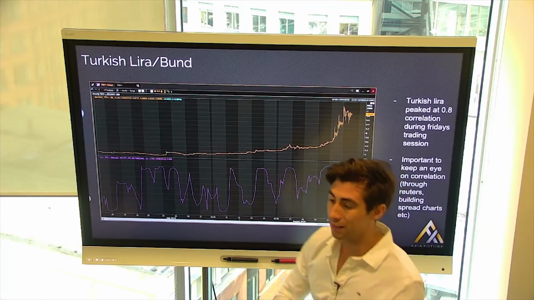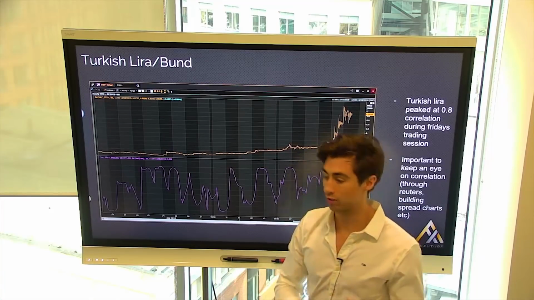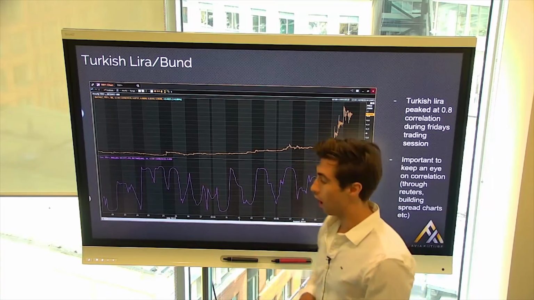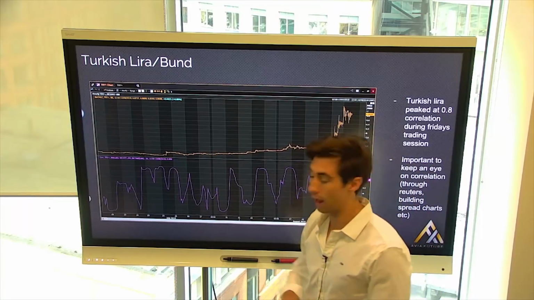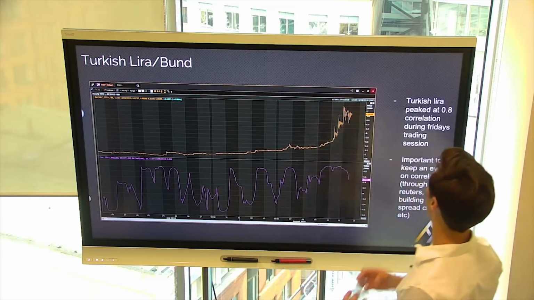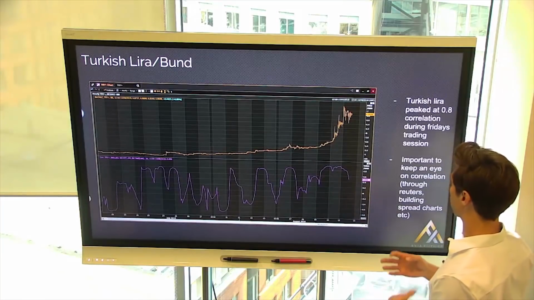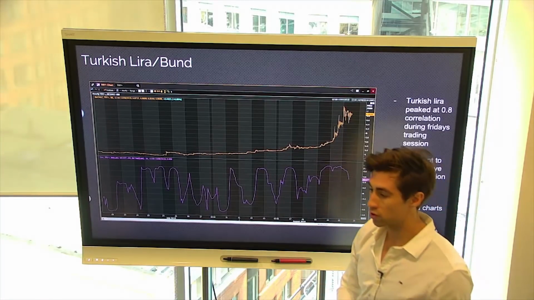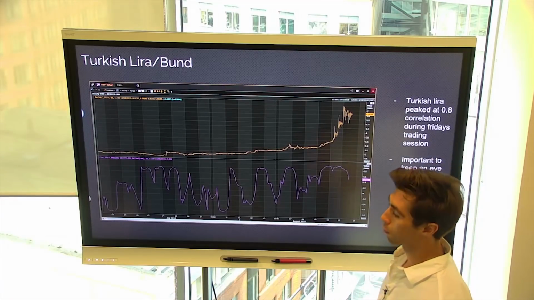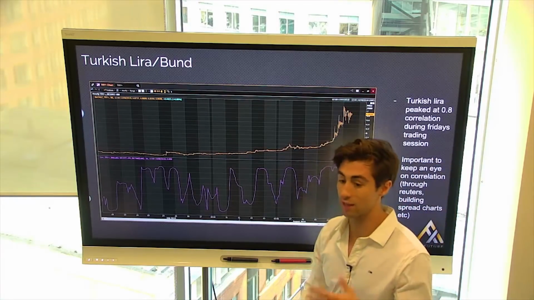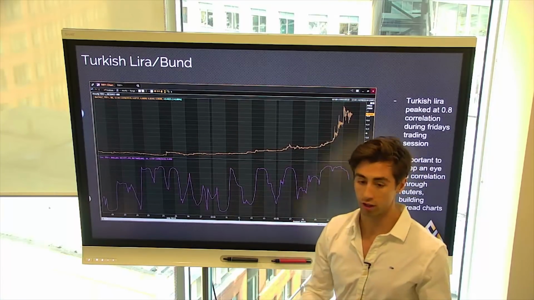is how they come in and out of play during the week, during the day. The correlation gets stronger and weaker at periods of time, and what's most important is to recognize the correlations as they're happening. So a good way to look at this is, if you can recognize that there's, say, in this example, the Turkish Lira and the Bund.